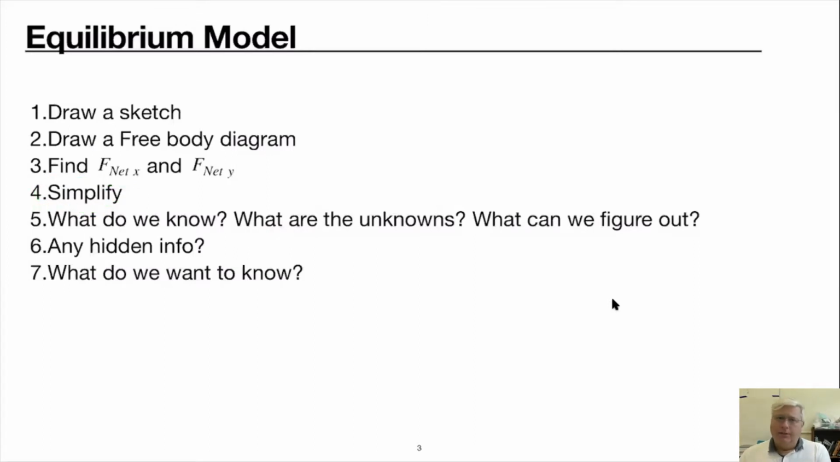And then the rest of the steps are sort of asking yourself questions that'll cover all your bases. So I like to start off by saying, what do I know? What don't I know? What are the unknowns? And what am I able to figure out? And then always, like we learned about hidden assumptions, try to identify any hidden information there might be. And then, of course, what do we want to know? What is the question asking us?